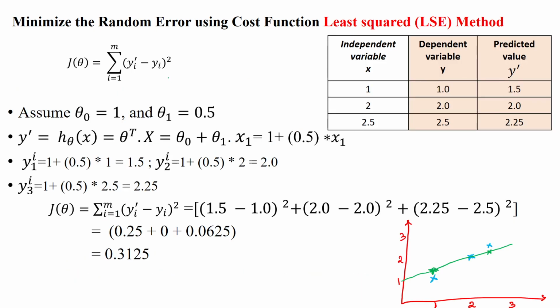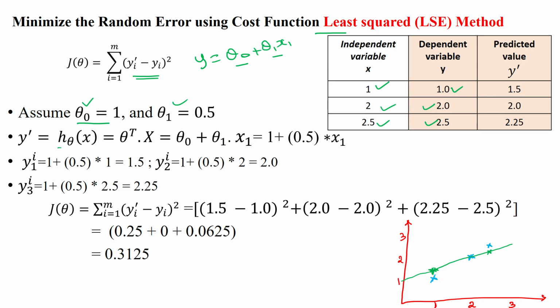Here I have given an example using the least square error method. The given data points are: x value is 1, actual output is 1; x value is 2, actual output is 2; x value is 2.5, actual output is also 2.5. The equation will be y equal to theta 0 plus theta 1 x1, so we need theta 0 and theta 1. Randomly we are initially taking theta 0 equal to 1 and theta 1 equal to 0.5.